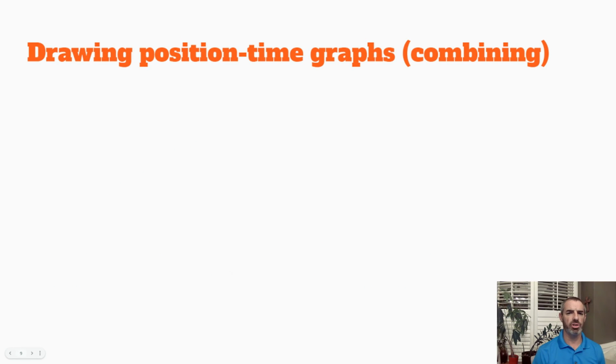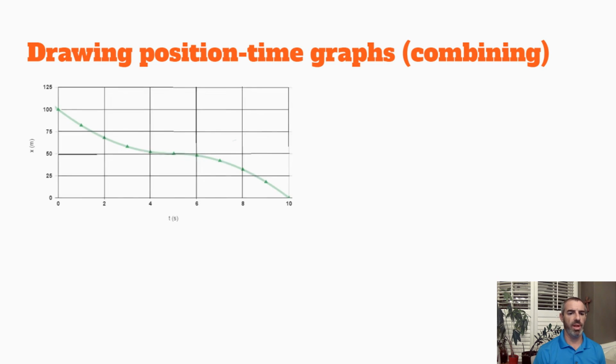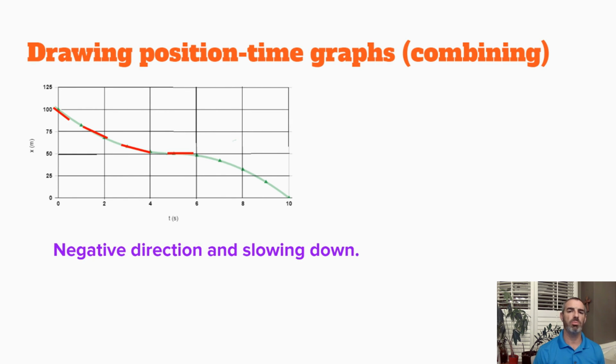All right, so let's look at a challenging version of this. We can see in this graph that we have a curve that changes at about 5 seconds. So what are we going to do? Let's draw tangent lines to see what's going on in this graph. We can see that the tangent lines are sloped negatively, and up to 5 seconds, the slope is decreasing. So it means it's moving in the negative direction and slowing down.